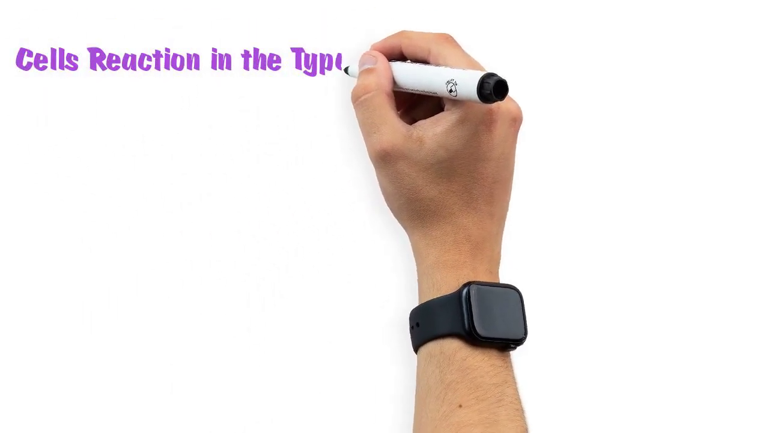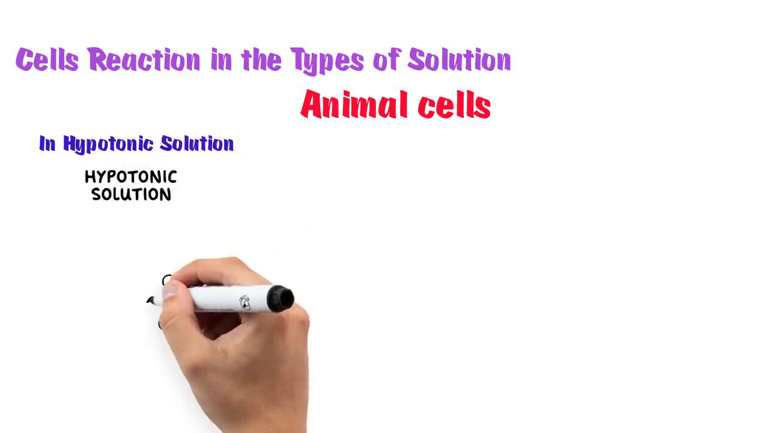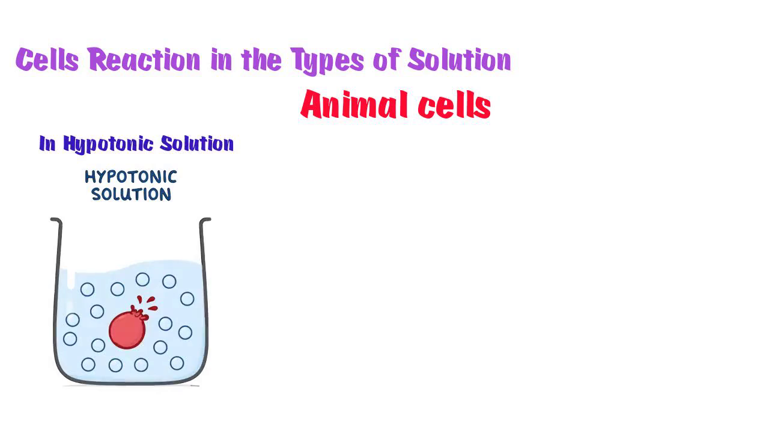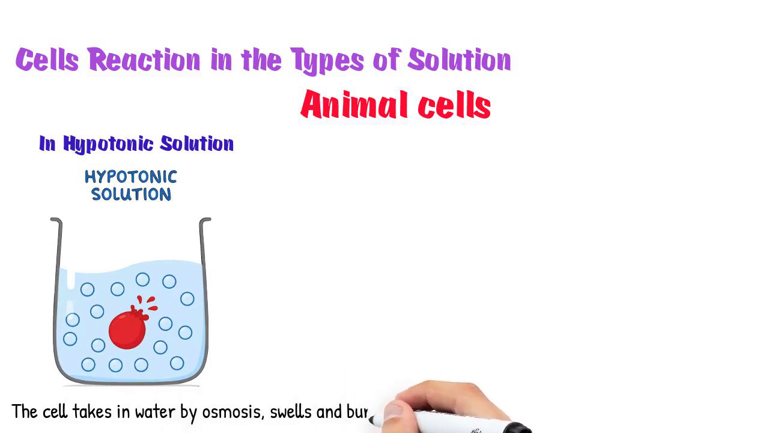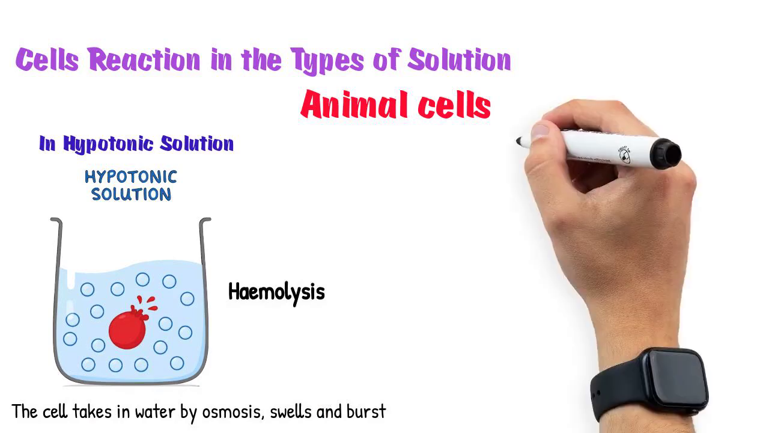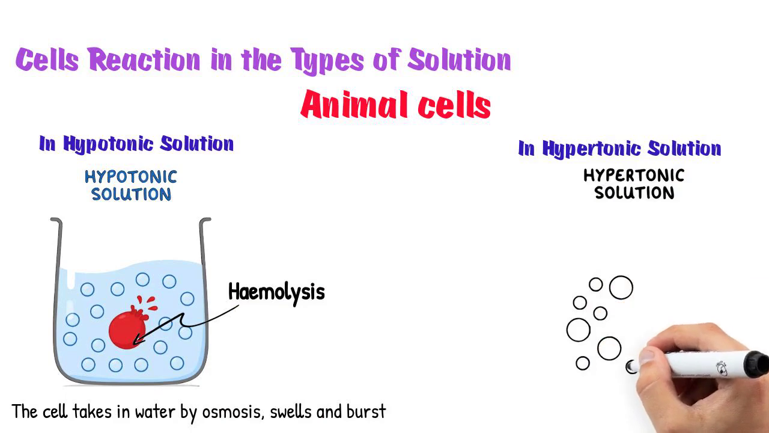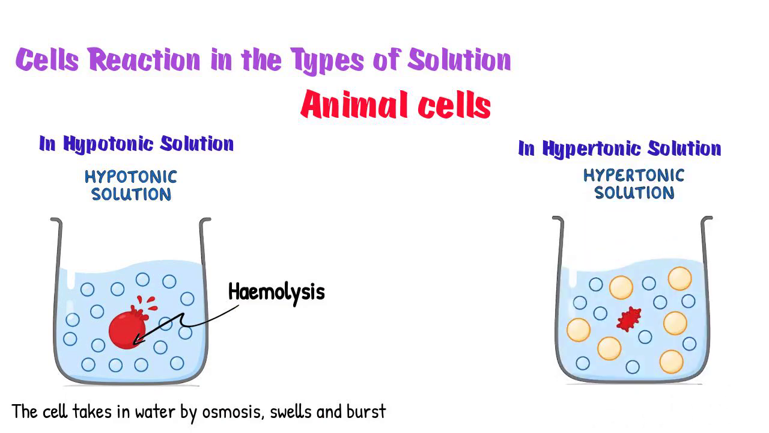Let's take a look at osmosis in animal cells. When you place an animal cell or tissue, like a red blood cell, inside a hypotonic solution, this means the solution has a higher water potential than the cell. According to the rule in osmosis, water molecules only move from a high water potential to a lower water potential. Therefore, water molecules enter the cell by osmosis. The cell then swells and eventually bursts. When this happens in red blood cells, it is called hemolysis.